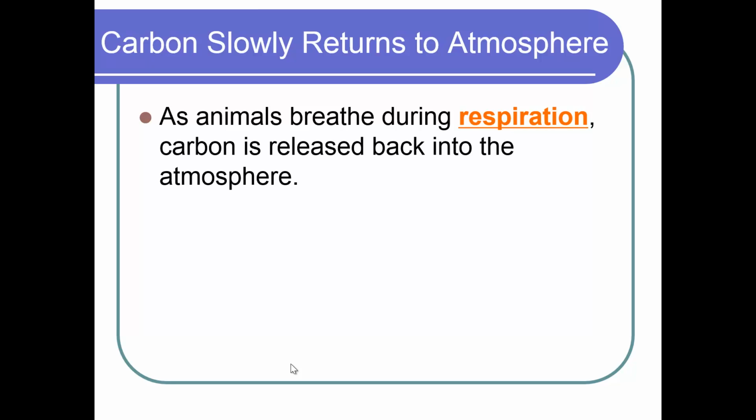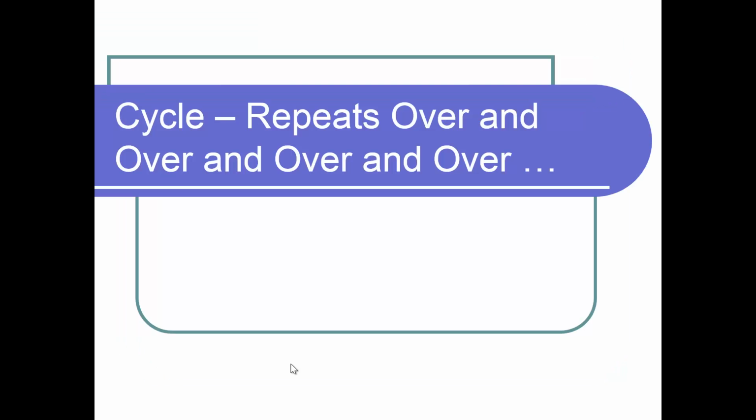As animals breathe during respiration, carbon is also released back into the atmosphere. So you'll see there's two ways that carbon is released back into the atmosphere. One, when plants and animals die, and two, when animals breathe out during respiration. And the cycle repeats over and over and over again.